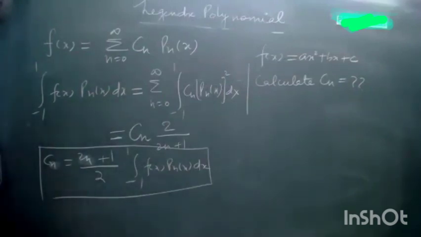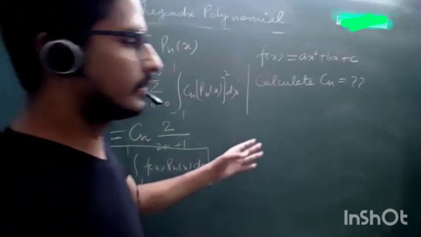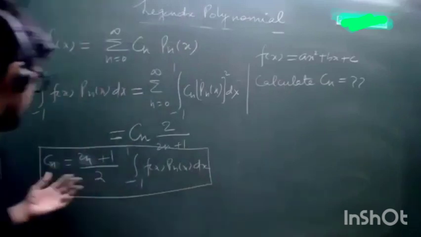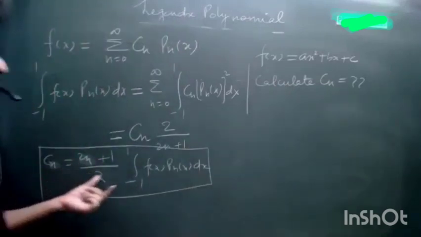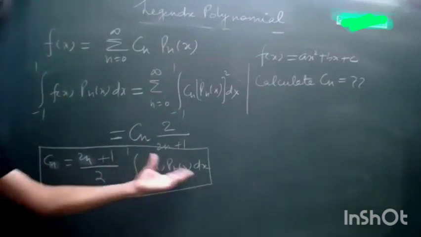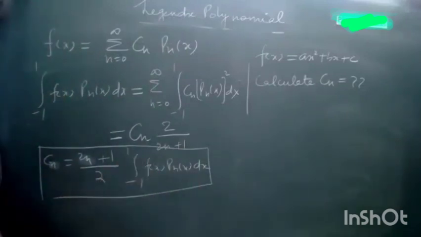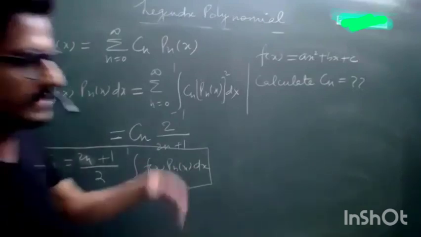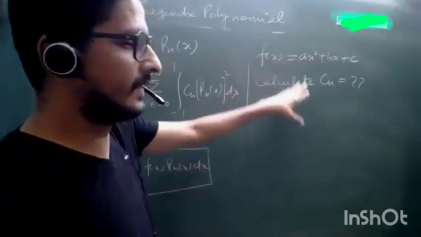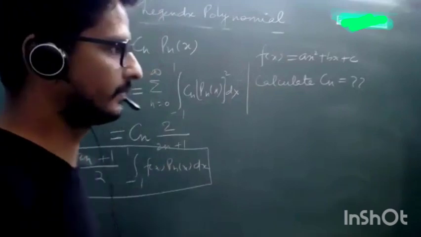How minimum 3 values you told me, sir? No. Here you calculate the general value Cn. And then you will see that all other values will become 0 because of this relation, minus 1 to 1 P_n(x) dx. Okay, so you can cross check what the coefficient we calculated. You can cross check from here.